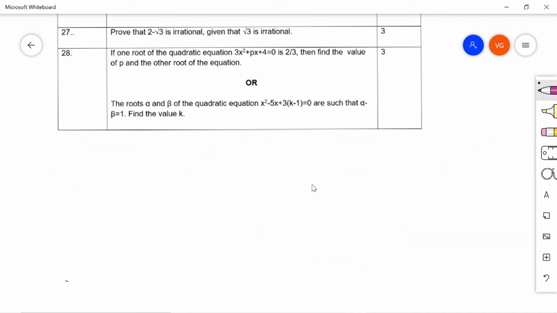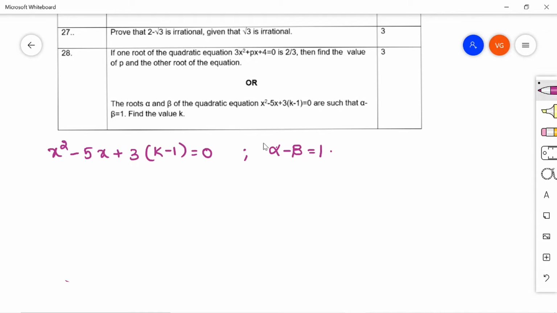The internal choice question in question number 28 is like this. The roots alpha and beta of the quadratic equation x square minus 5x plus 3 into k minus 1 is equal to 0 are such that alpha minus beta is equal to 1. Find the value of k. So do it. x square minus 5x plus 3 into k minus 1 is equal to 0. So this is the quadratic equation they have given. And also alpha and beta are the two roots. They have given the relationship between alpha and beta, that is alpha minus beta is equal to 1. So this much we know.